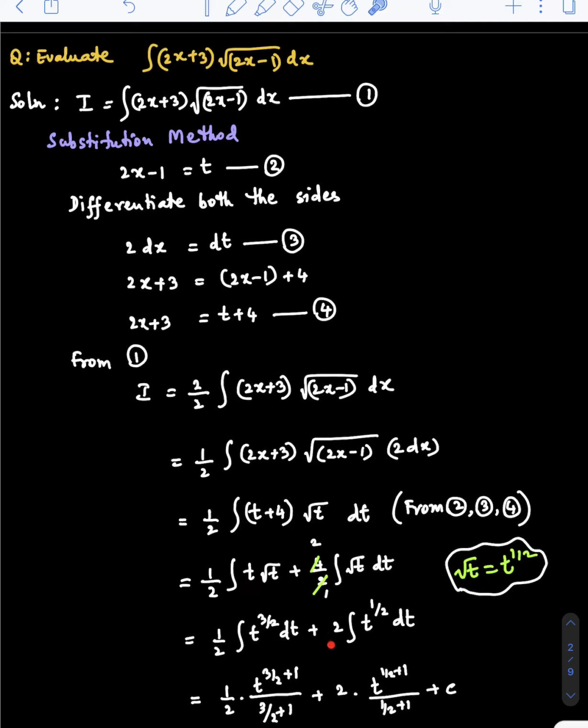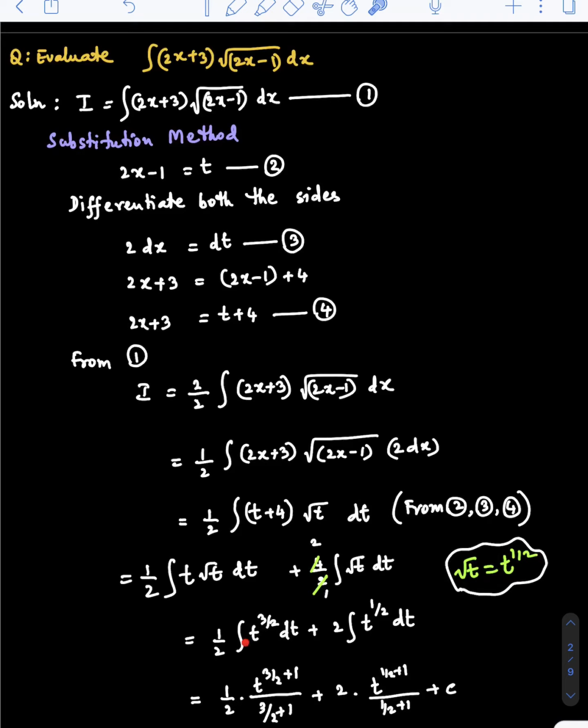So half integral t power 3 by 2 dt plus 2 integral t power half dt. Here I forgot to write dt. We have to write dt here also. We should not forget it. Let me take the place, then I will write. So it is equal to half integral t root t dt. In the next step it will become half.